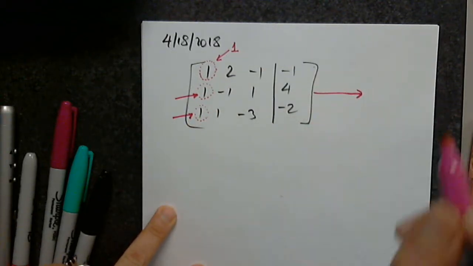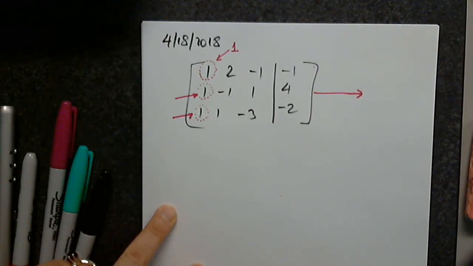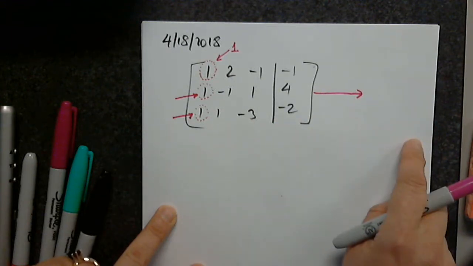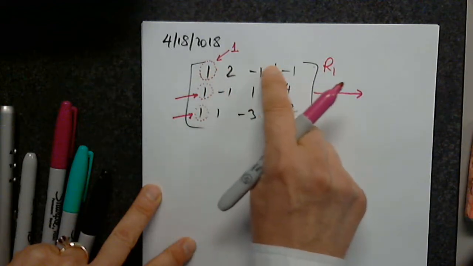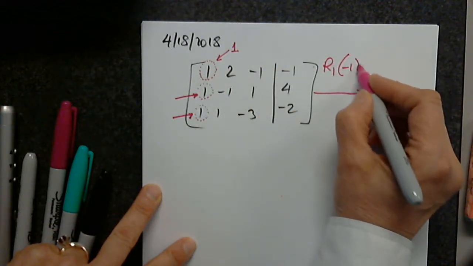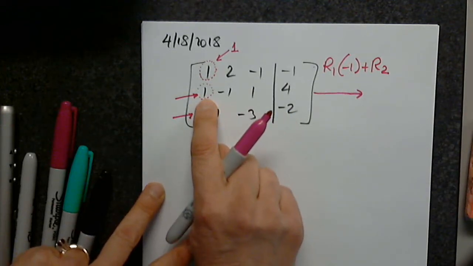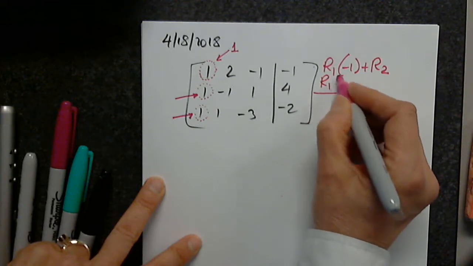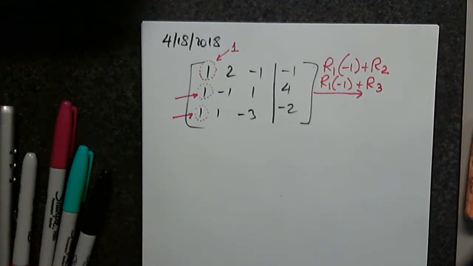I cannot write the equal symbol between these matrices. It has to be an arrow. No equal symbol between this matrix and the next one. I will have to multiply the first row by -1 and add it to row 2 to get a 0 here. I will have to multiply the first row by -1 and add it to the third row as well.